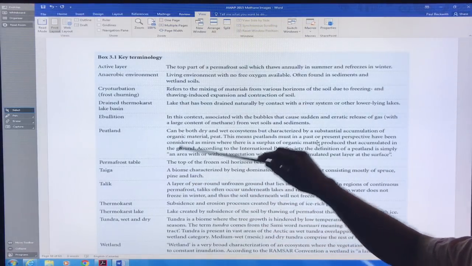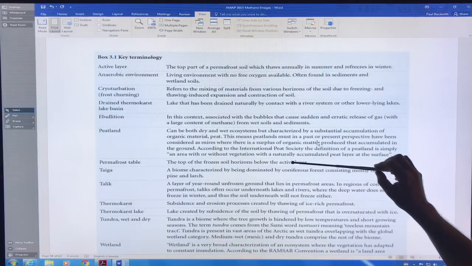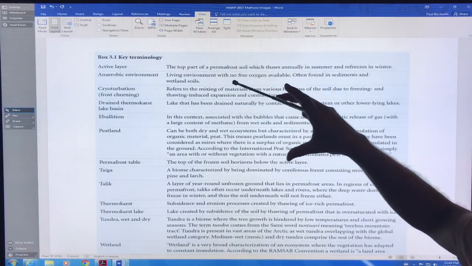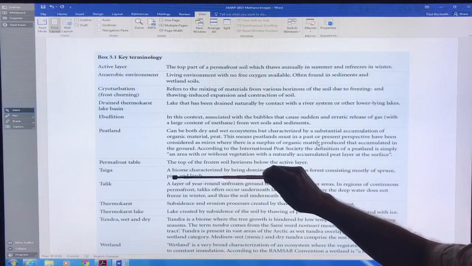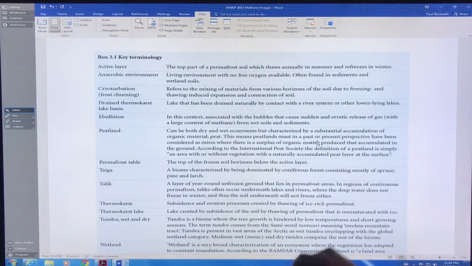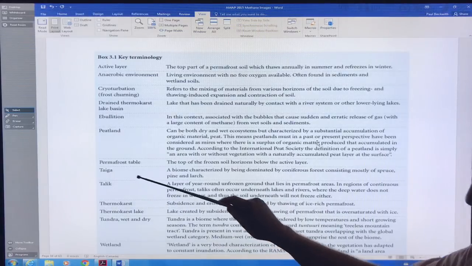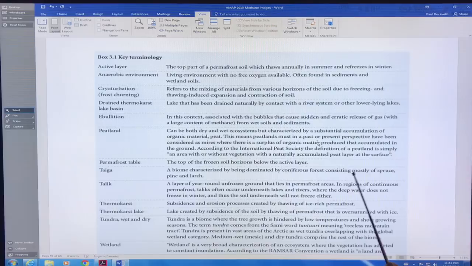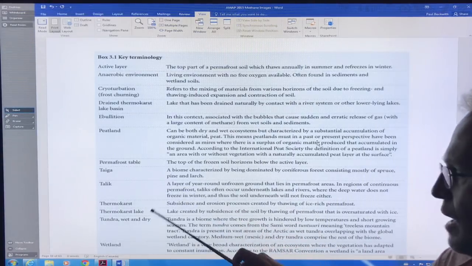Permafrost table. It's the top of the frozen soil horizons beneath the active layer. So the active layer is at the surface, then you have this permafrost table or horizon underneath, you have the permafrost. The taiga is a biome dominated by coniferous forests, spruce, pine, and larch in the north, okay?